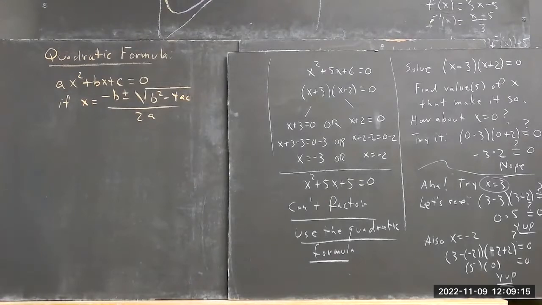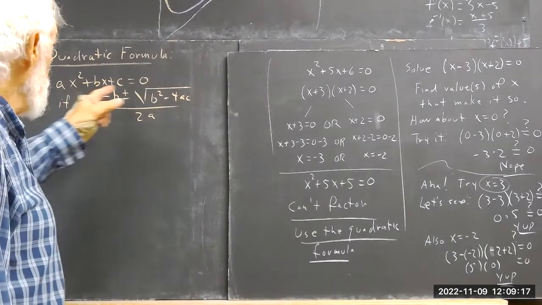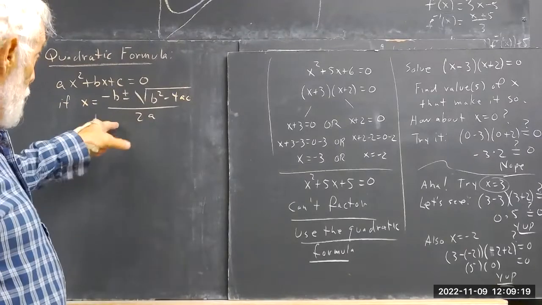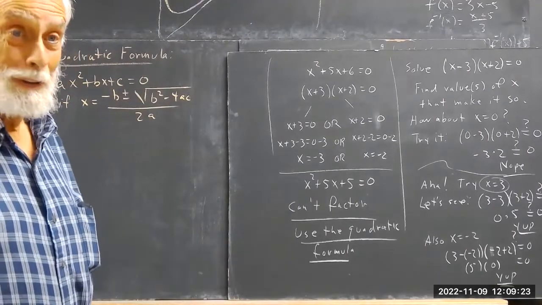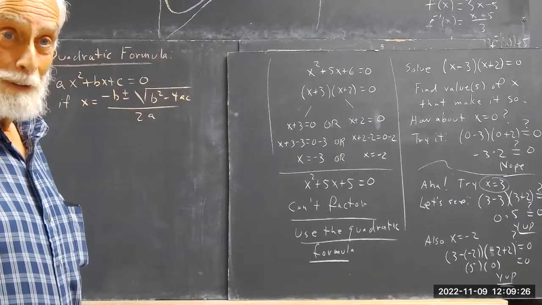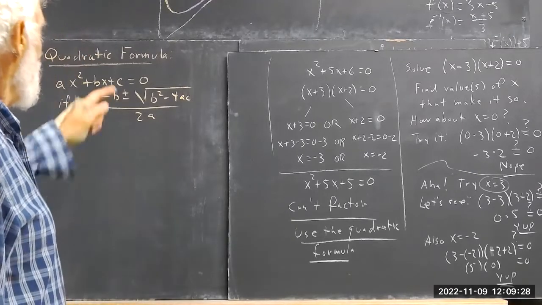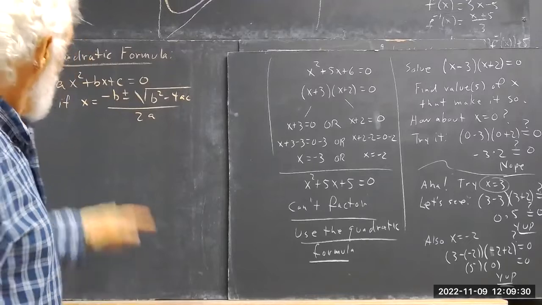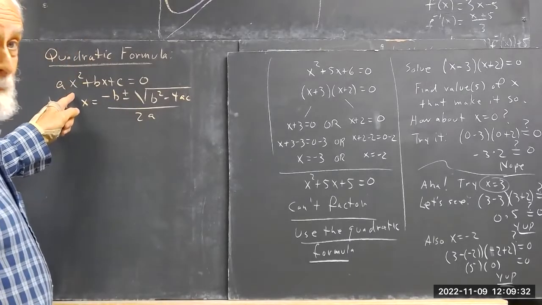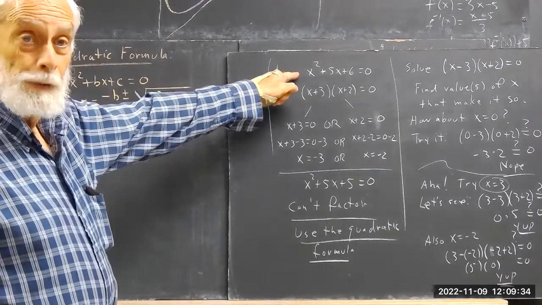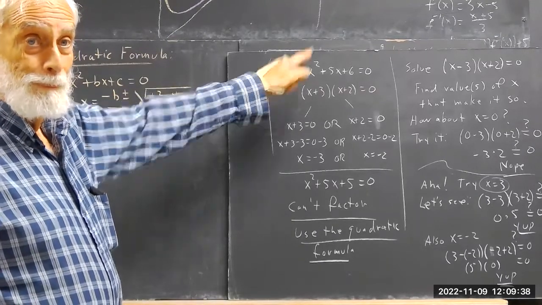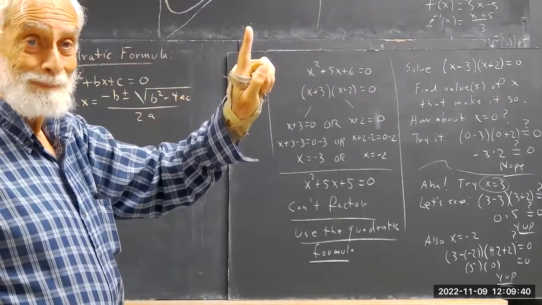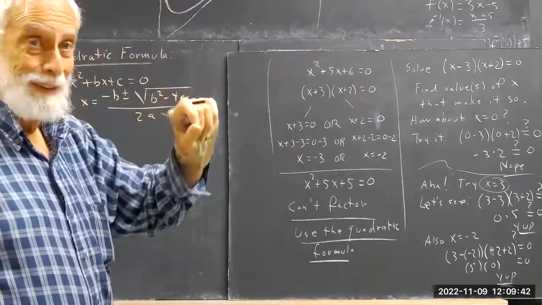Now that's just a formula. You identify A, B, and C, you plug the numbers in, and you just do the arithmetic. It's no big deal. Now, what are A, B, and C? A is the number in front of x squared. So what would A be for this? What's in front of x squared? Nothing, so it's 1. There's no 0 there.